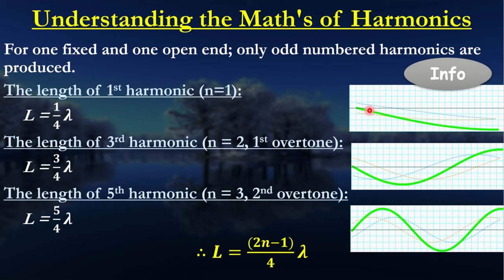You can also see that it goes up in quarters and halves. So instead of having half a wavelength like the two fixed ends, the one fixed end starts with a quarter of a wavelength, goes up by a half to 3/4, and then goes up by a half again to 5/4. You can work out easily what harmonic you're in simply by looking at the value over the 4 there in terms of wavelengths.